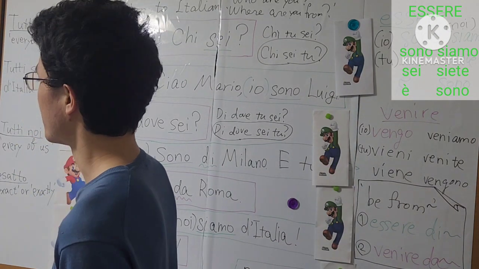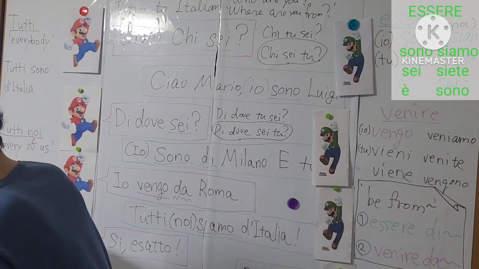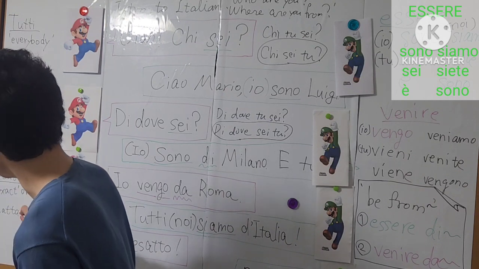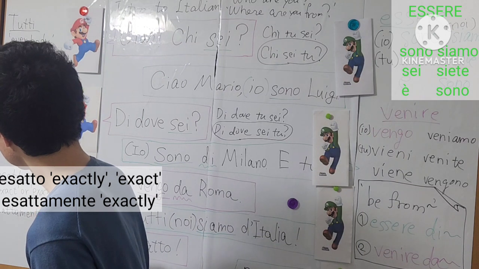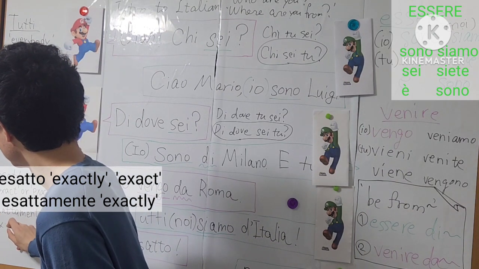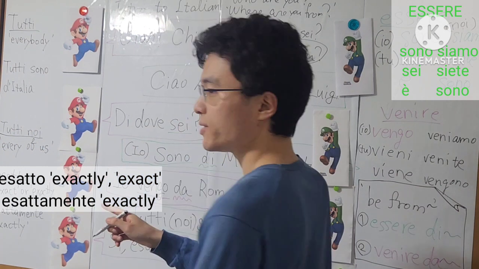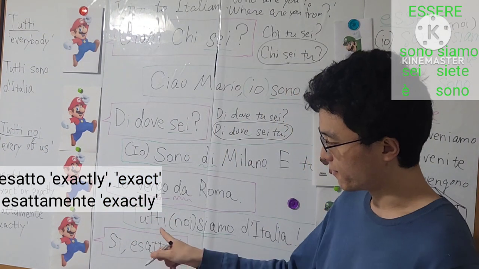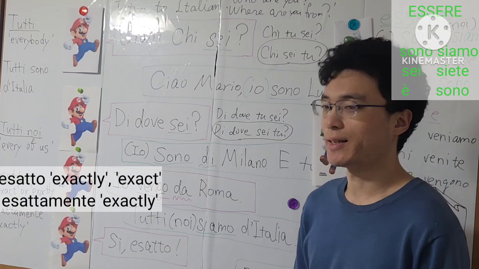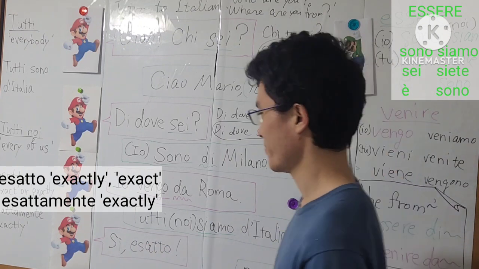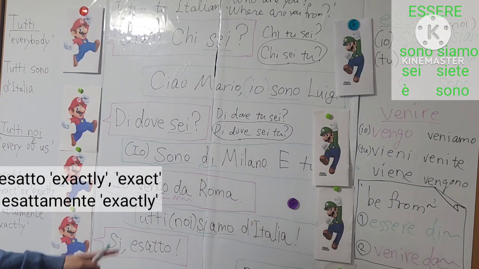Also, to be more detailed, esatto has a dedicated adverbial form, esattamente. Esattamente is just exactly, meaning that you can say esattamente instead of esatto here. Sì, esattamente. Sì, esatto. Yeah, but I guess esatto is somewhat more common. Yeah, very diffused. Yeah, although esattamente is also widely used.